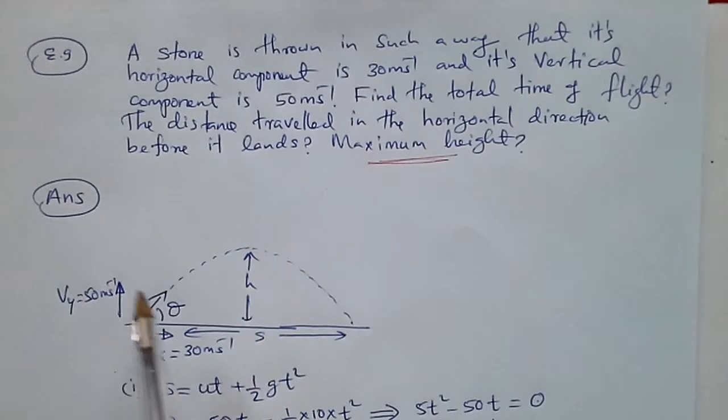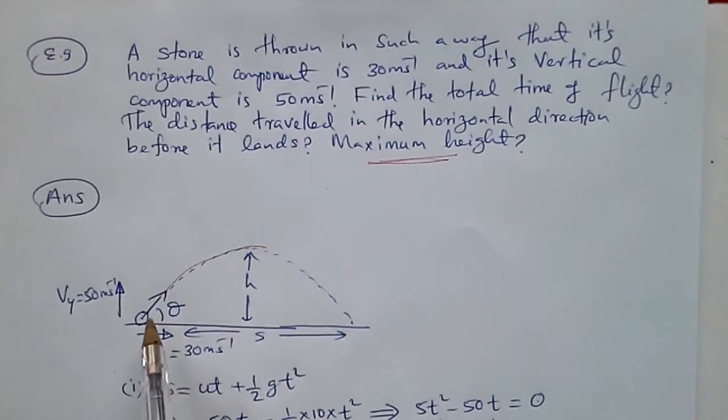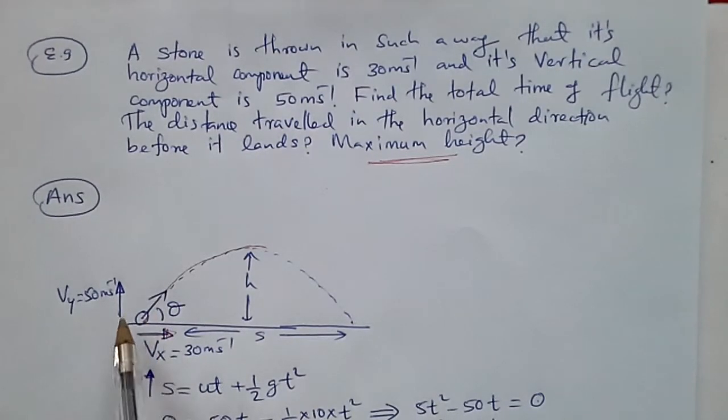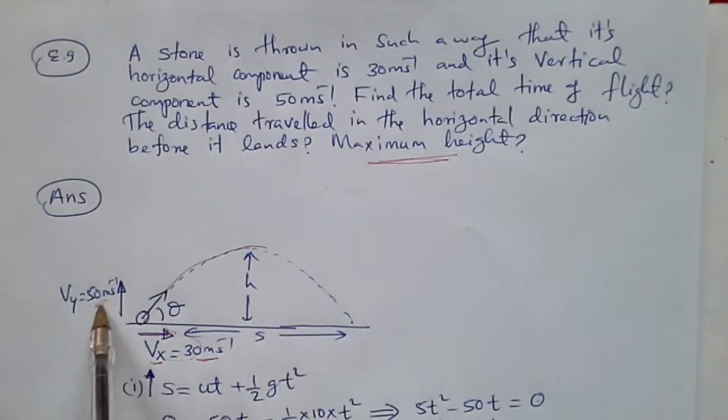So this is a pictorial representation of the problem. You are throwing a stone with an angle theta, but this time luckily you are given these two components, the horizontal component and the vertical component. Here I put the horizontal component as Vx, which is given as 30 meters per second, and the vertical component is given as 50 meters per second.